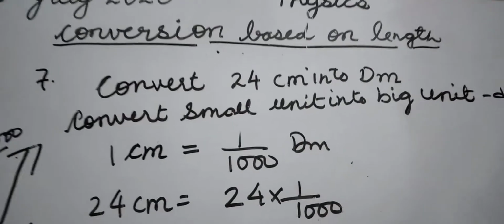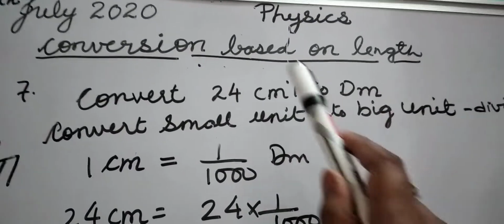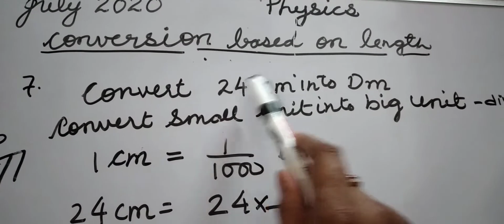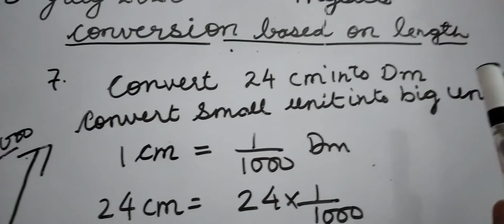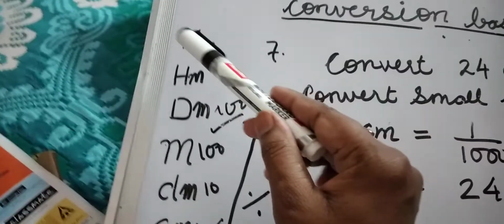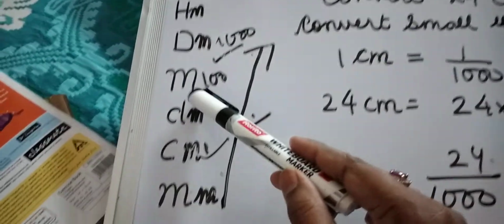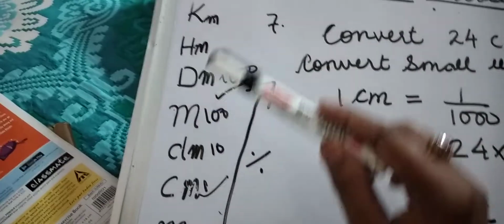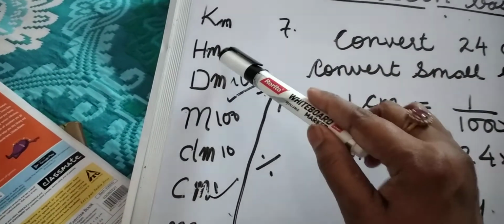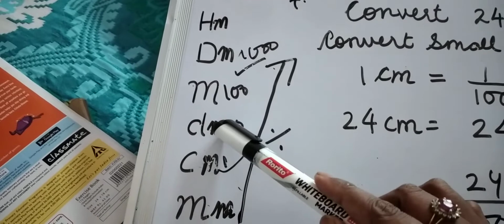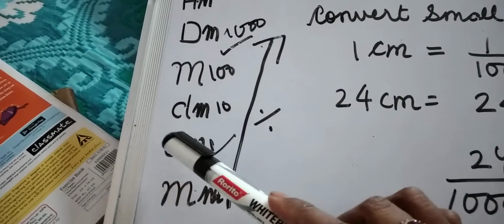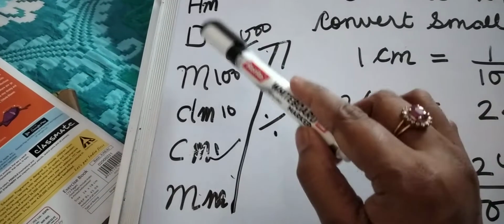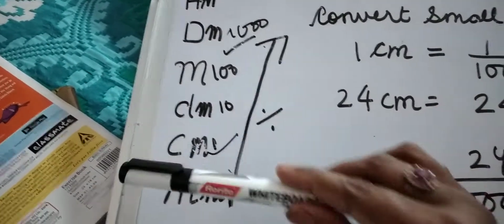First of all, we will compare between centimeter and decameter. Which unit is big and which is small? See, again: Kilometer, hectometer, decameter, meters, decimeter, centimeter, millimeter. This is centimeter. This you have to convert into decameter.